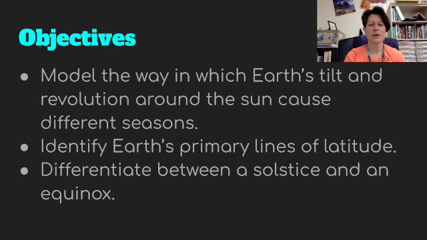Our objectives were to model the way in which Earth's tilt and revolution around the sun cause different seasons, identify Earth's primary lines of latitude, which are the equator, the Tropic of Cancer, and the Tropic of Capricorn, and differentiate between a solstice and an equinox. Don't forget your 5 questions, and that is it for the chapter. You have everything you need for the test.